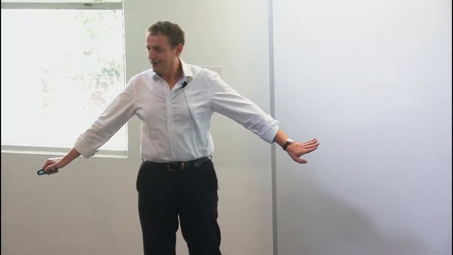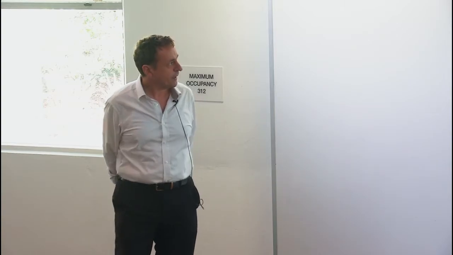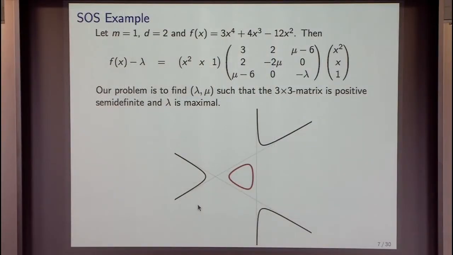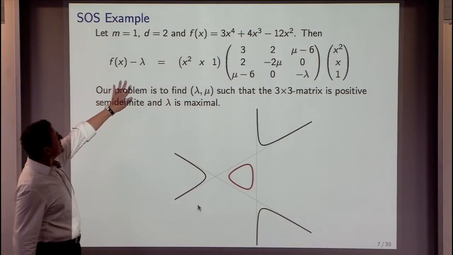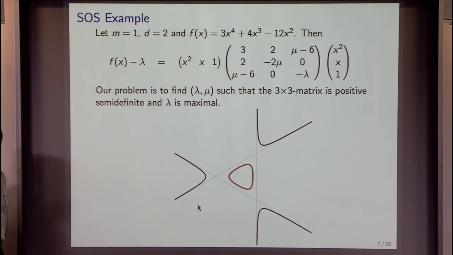Okay, so we don't know calculus, right? So we'll do it using sum of squares. So we're looking at f minus lambda. We want to find the largest lambda so that this is a sum of squares. That is to say, it's a quadratic in quadratics. It's a positive definite quadratic in quadratics.